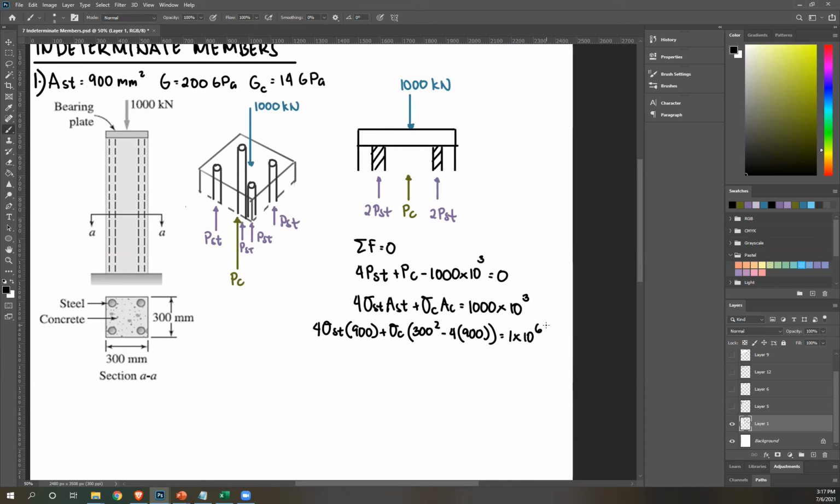Okay, this is just simplifying the number. You can just have this, or if you want, you can simplify this further so that the equation is easier to see. So 900 times 4, that's 3,600 sigma ST plus 300 squared minus 4 times 900, that is 86,400 sigma C equals 1 times 10 raised to 6. And basically, we now have an equation number 1.